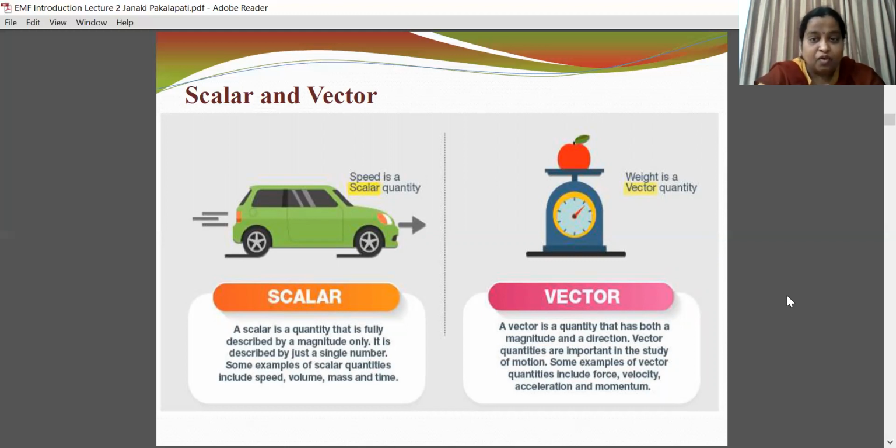And here comes what is a vector. In this picture, weight is a vector quantity. Why is weight a vector quantity? Because it has a particular direction on this meter. A vector is a quantity that has both magnitude and direction. Please make sure that it has both magnitude and direction. Vector quantities are important in the study of motion. Some examples of vector quantities include force, velocity, acceleration, and momentum.